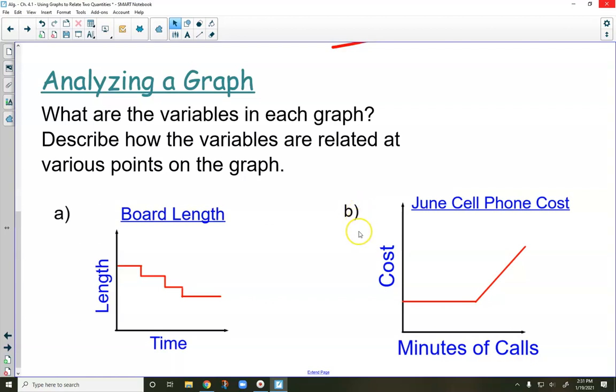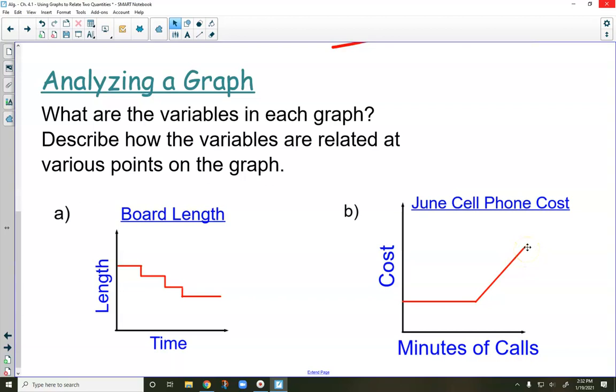For part B, the variables are cost and minutes of calls. And they're referencing here our June cell phone cost. As you can see, there was some set cost for our telephone bill. And it stayed this way for a long time, until this point. At this point, the cost of our phone calls is going up for each minute at a constant rate.